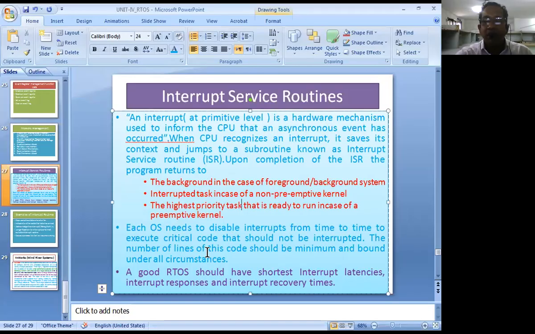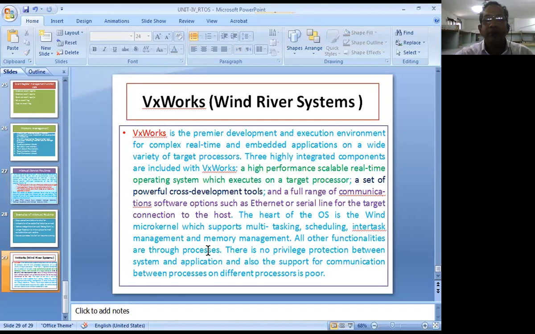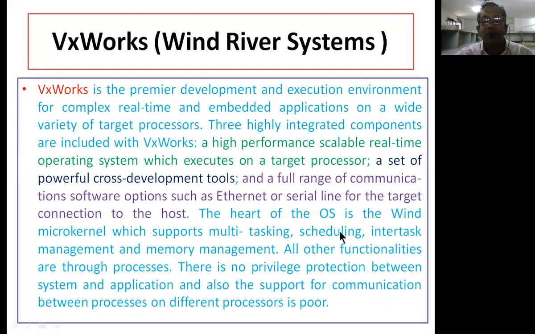Now, the heart of the OS in real time is going to be what? The heart of the OS in VxWorks is the Wind microkernel from Wind River Systems, which supports multitasking. Now, all the RTOS functions. What are the RTOS functions? Multitasking, scheduling, intertask communication, management, memory management tasks. All these are the various functions of the RTOS.